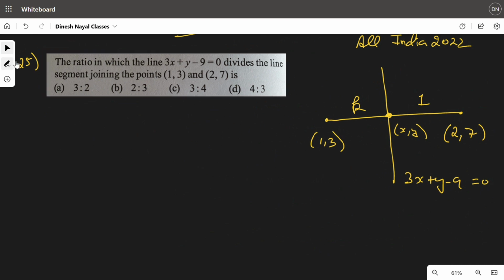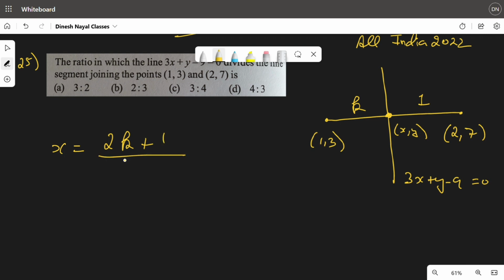Now applying the section formula for this part, what will be x? x will be equal to k times 2, which is 2k, plus 1 times 1, upon k plus 1. Okay, this will be x. Now what will be y? y will be k times 7, so 7k, plus 1 times 3, which is 3, upon k plus 1. So this is x and y.